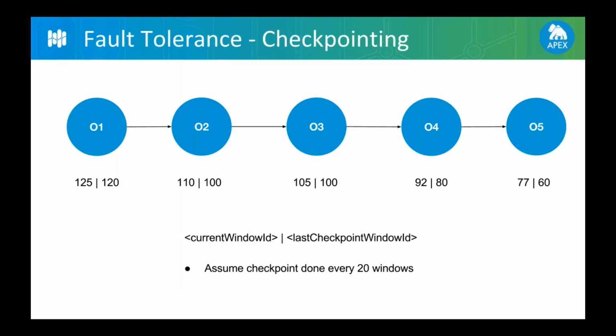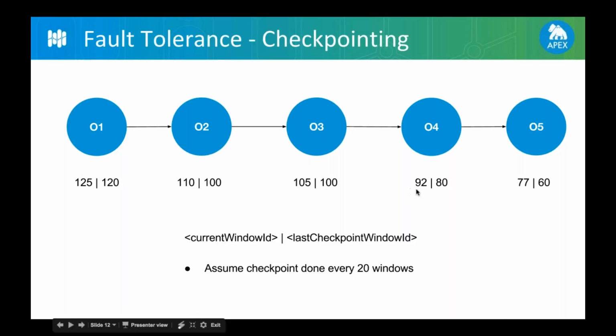So suppose that we have an application with 5 operators. So this is our application, and suppose that we are performing checkpointing every 20 windows, right? So assume that the operator O1 was reading some data and its current window ID is 125, and hence its checkpointed state would be at 120. Similarly, let's assume that O2 is currently at window ID 110, and its checkpointed state would be at 100. O3 is at 105, and its checkpointed state is 100.